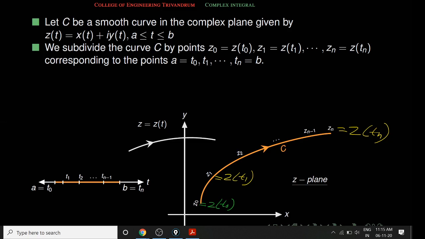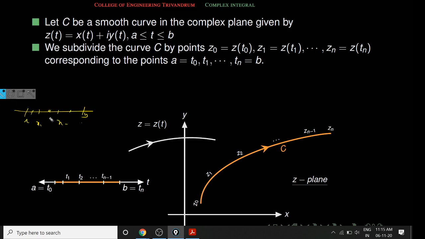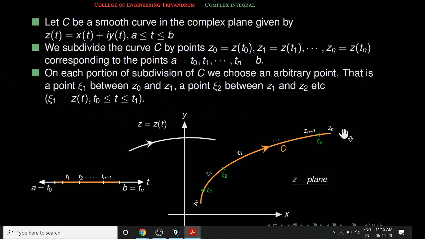Then what is the next procedure? In real calculus, the interval is AB, then we divide using x1, x2, etc. Then what is the next procedure? We choose arbitrary points, psi i's, from the intervals. So we choose the points psi1, psi2, etc. on the arc. Clear? So that is our next step. On each subdivision of C, we choose an arbitrary point.